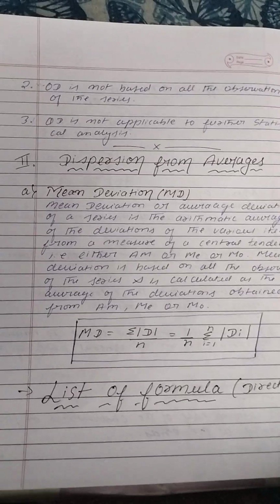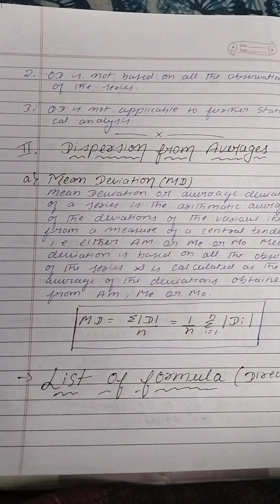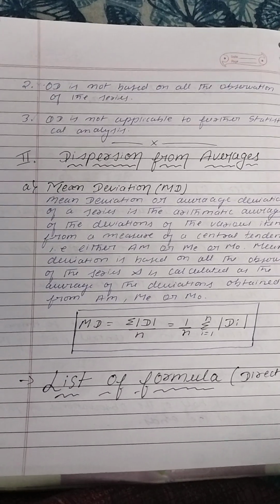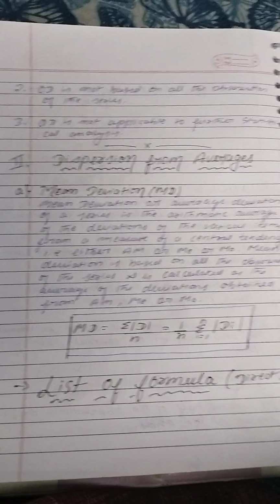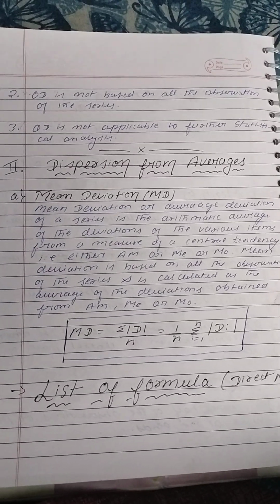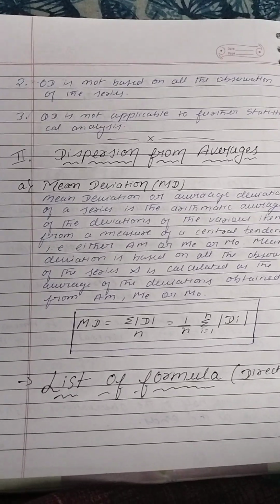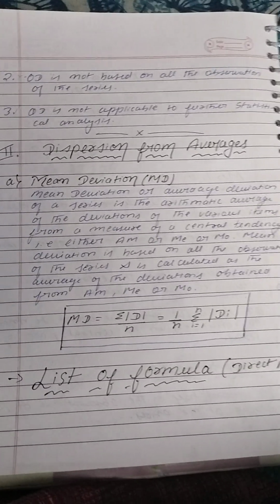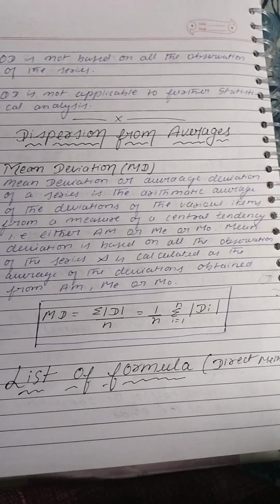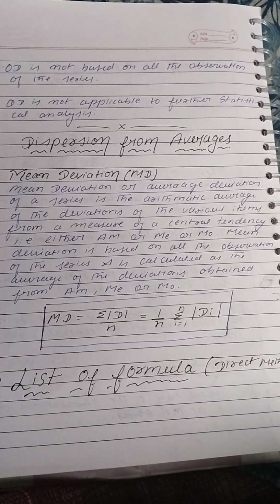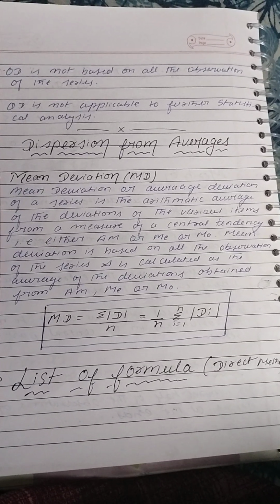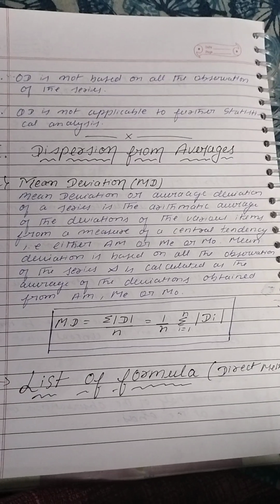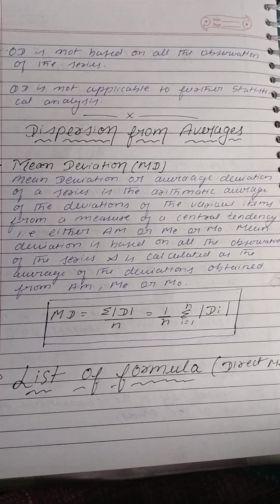Here we are considering all the observations, because when we calculate the average, each and every observation is considered. To calculate the average there are so many measures like arithmetic mean, median, mode. Whatever measure you take, you put it in the formula and divide, and we get the mean deviation, which we will study further.